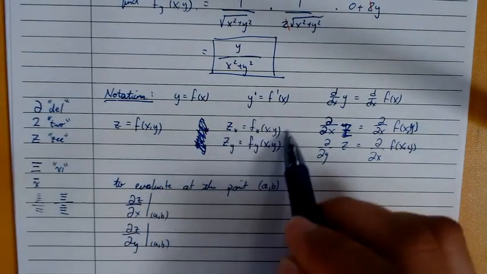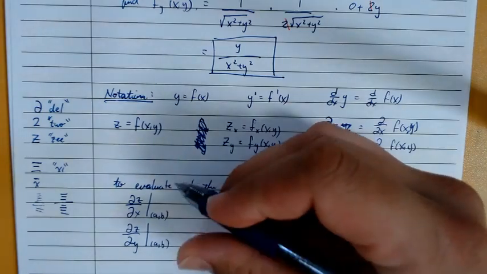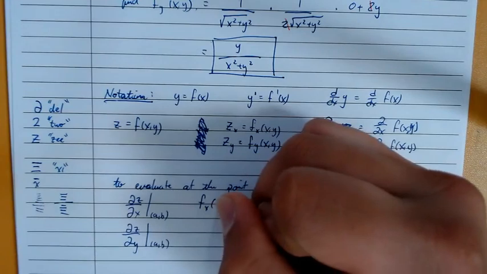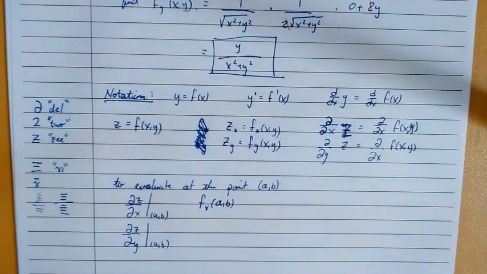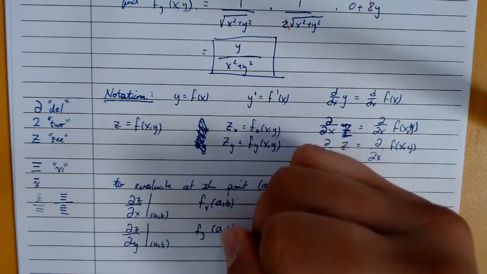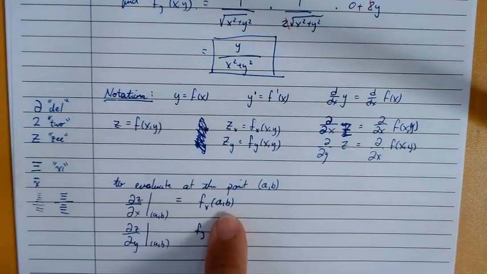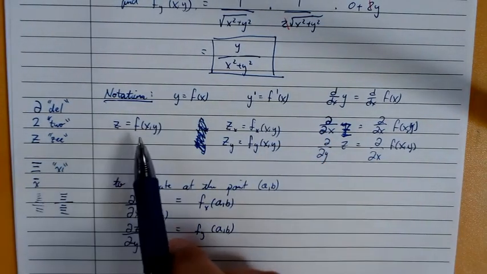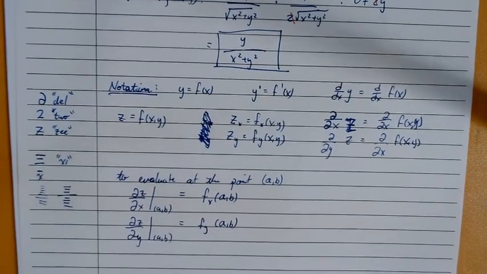Or if you're using this notation, you might write something like f sub x at (a, b). Or you might write something like f sub y at (a, b). That would be the same as that. This would be the same as that. Assuming you had something like z equals f of x comma y to begin with.